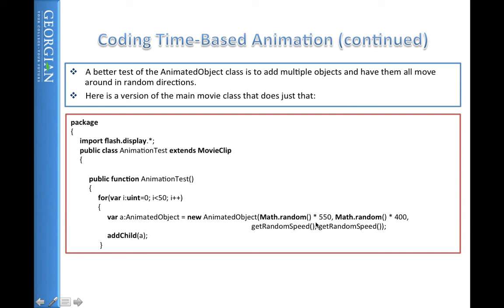We have math.random times 550 for the x-coordinate. What is that? It means that it can go from 0 to the width of my stage. I could have also put in stage width here. That would have been the same, so anywhere between 0 and my stage width. And then math.random times 400, which is like saying between 0 and my stage height. So it's going to appear anywhere on the screen. And then I'm going to get a random speed, which is another function that we're going to call that determines my speed from an X and Y perspective. Then I'm going to add that onto the stage.